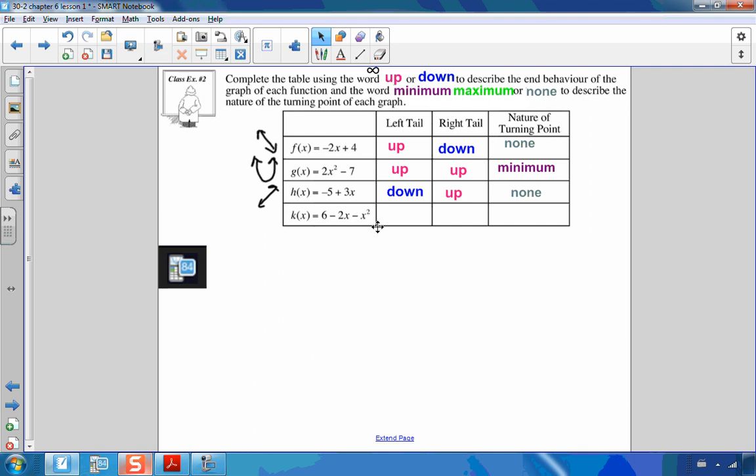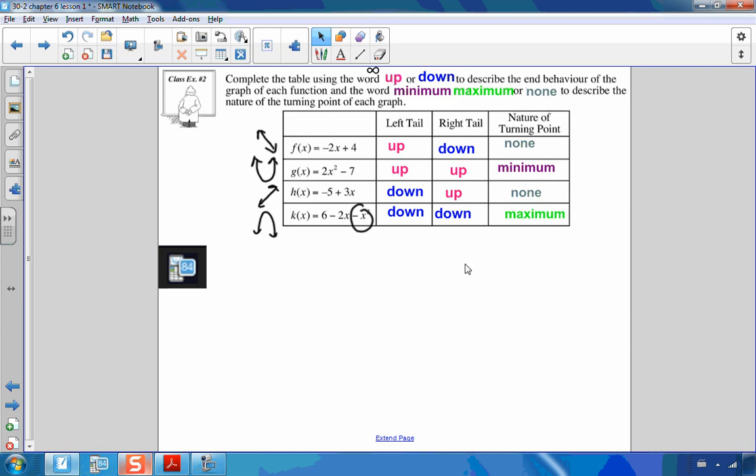Okay, let's look at this last one here. Again, this is a quadratic just in jumbled order, but you can see that I have a negative leading coefficient, which means my parabola opens down. Because it opens down, both of my arms are pointing down. Because it opens down, I have a high point, so my turning point is actually a maximum.